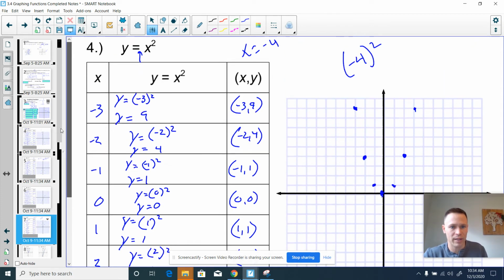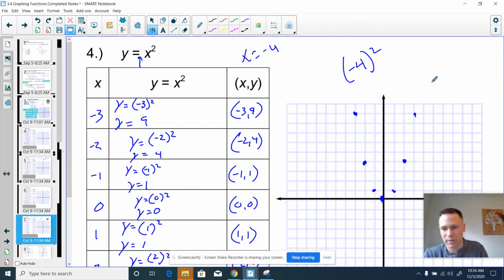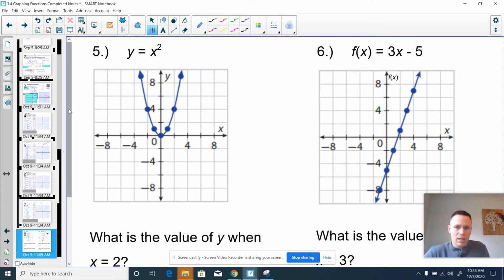And again, because we have a squared function, we would expect to see a curve, and that's exactly what we get. I graphed that in the right spot. Yep. Okay. Just kind of looked off. All right, so that's what the graph should look like. So again, all we're really doing is substituting values into the function, getting our y values, and then plotting those values. All right, so number 5.